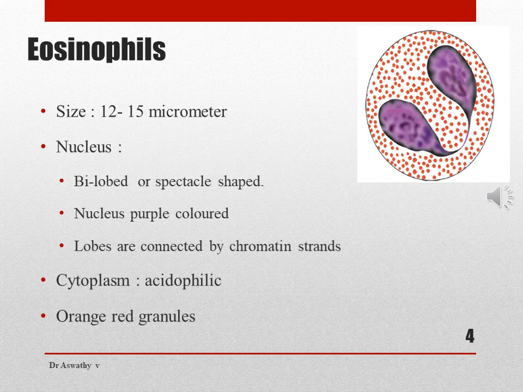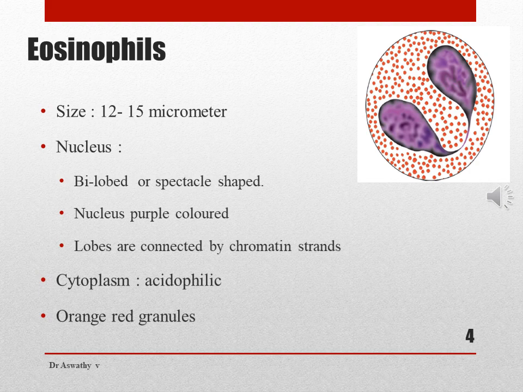Next, WBCs are the eosinophils. Eosinophil nucleus has a very peculiar shape. A very identifiable feature of eosinophil is its nucleus. The nucleus of eosinophil is spectacle shaped. Why does it appear spectacle shaped? Because it is a bilobed nucleus and the lobes are connected by means of thin chromatin strands. So it totally appears spectacle shaped.